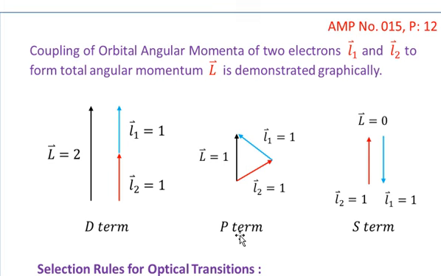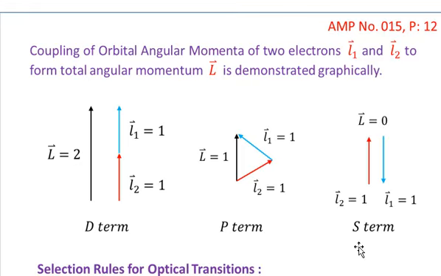Now let's come to the P term. In the P term, L1 is equal to 1 and L2 is equal to 1. They have the same magnitude, but different orientations, and they are combined in such a way that the resultant orbital angular momentum capital L is equal to 1. Since capital L is equal to 1, this forms the P term. In the third diagram, L2 and L1 have the same magnitude but opposite directions, and their resultant will be equal to 0. That is, capital L will be equal to 0, which corresponds to the S term.